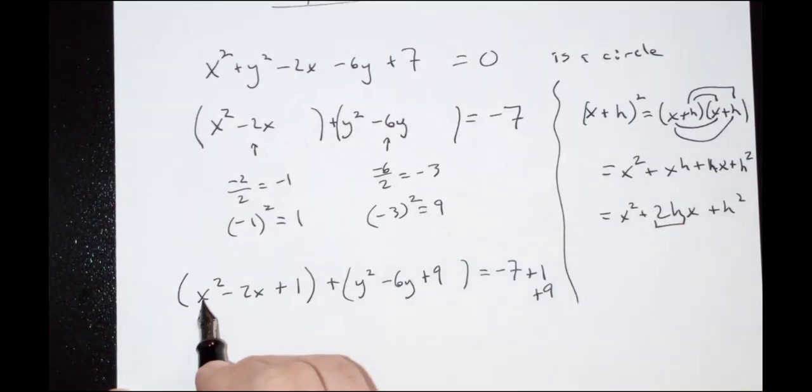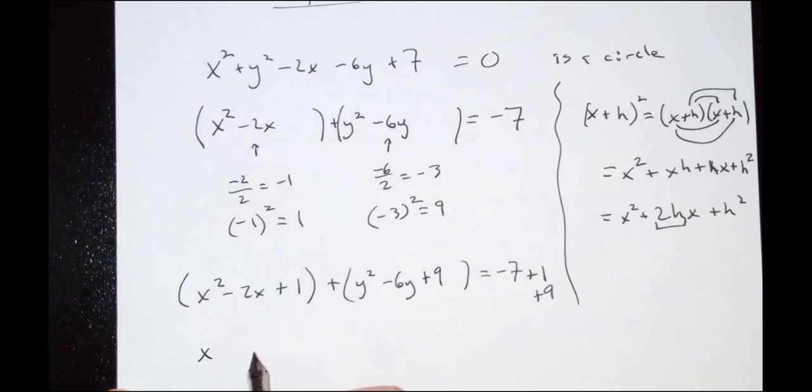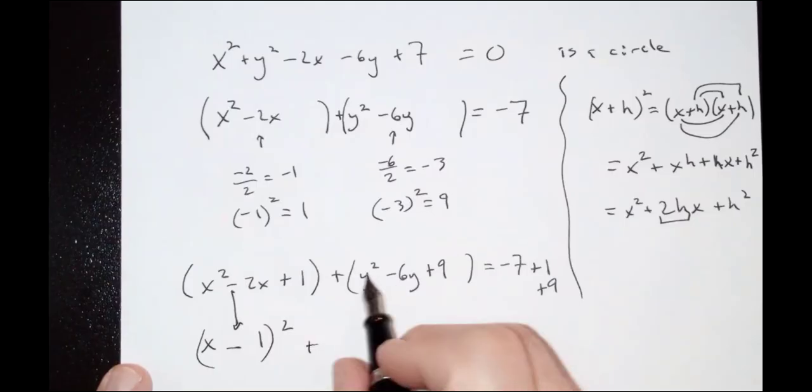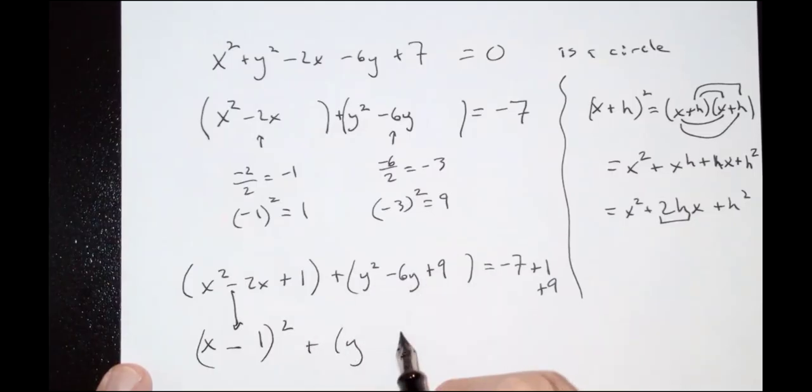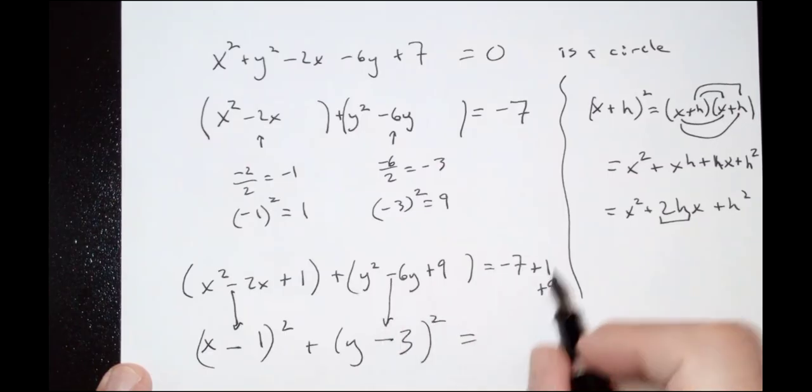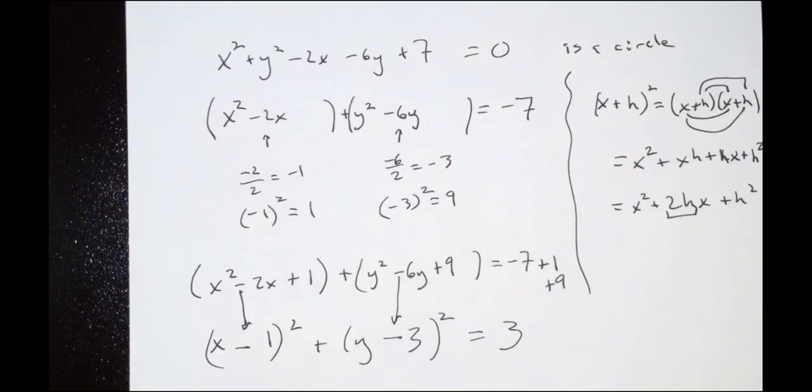This number, take the square root of x squared, you get x. Square root of 1 is a 1. Take this sign and bring it down in the middle. Same thing here. Add all this up. This is a circle. Ta-da! What is the center of my circle?